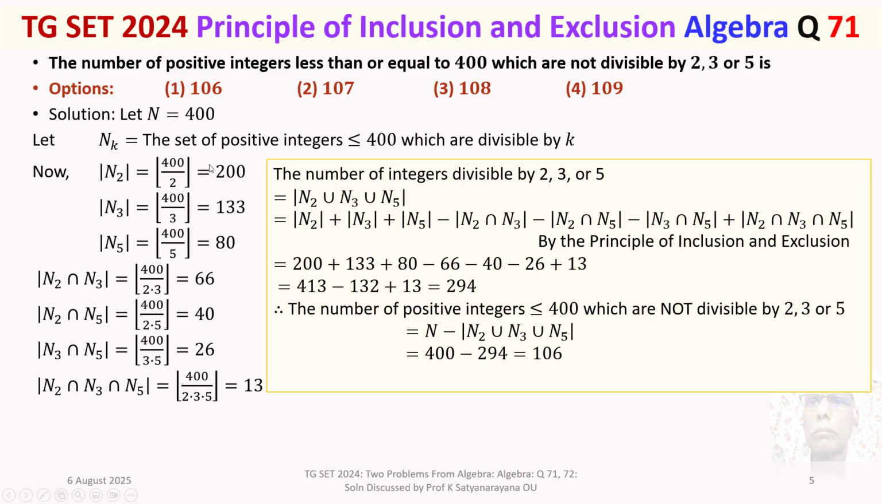Where is 106? Again it is option 1. Therefore, the answer to this question is option 1. That is the detailed discussion of the solution of the problem from the section Algebra, question number 71. Let's move to the second question.